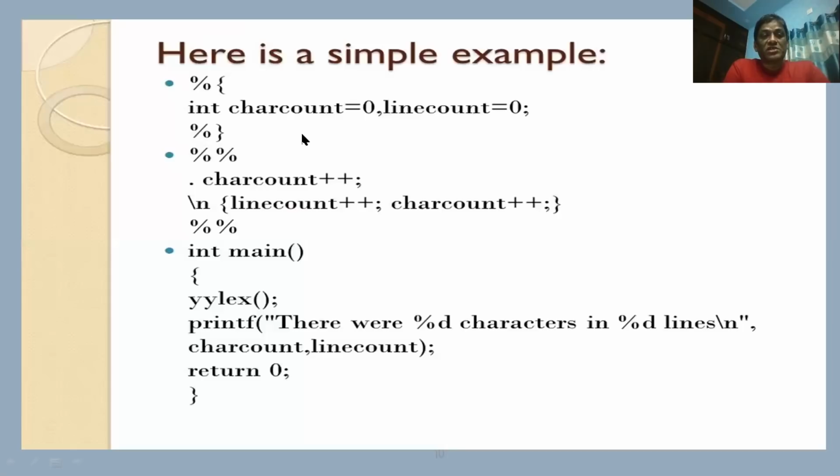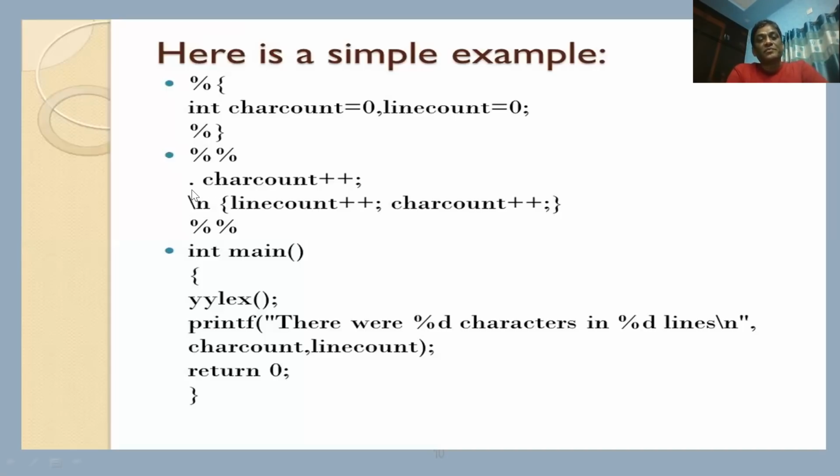Look at one more example here. I'm declaring two variables and initializing them to 0: char count equal to 0 and line count equal to 0. I want to find out the total number of characters in a C program and the total number of lines in a C program. I just want to count them. Therefore, I declare two variables as 0 here.